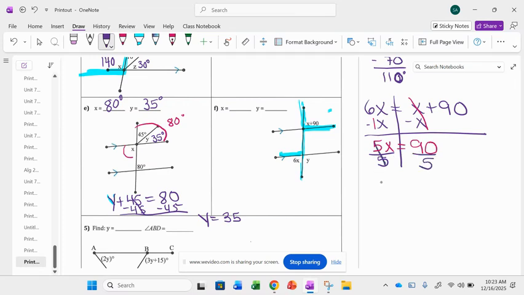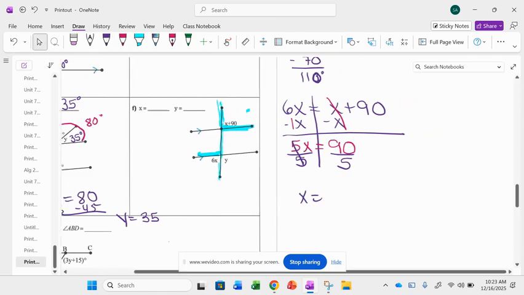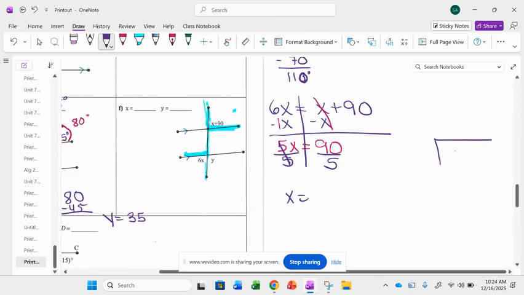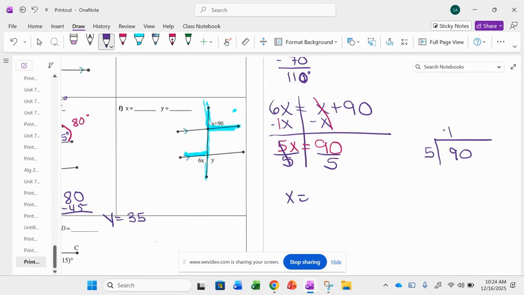And we are going to get that X is equal to, now if you can't do this in your head, no shame in that, do your long division. 5 goes into 9 1 times. 1 times 5 is 5. 9 minus 5 is 4. 5 goes into 40 8 times. So this is 18. So X is 18.